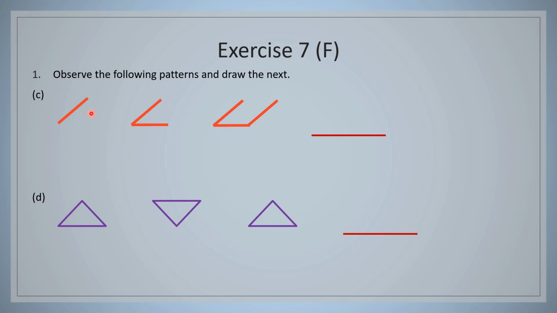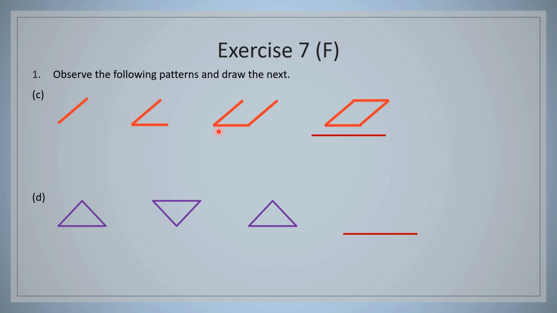Let's see the third one now. First we have this line, a slanting line. In the next one we are given a slanting line and a sleeping line, or a horizontal line. In the next one again this slanting line is repeated. Here this is the slanting line that is repeated. So what do we have to do in the next one? We have to repeat the horizontal line.